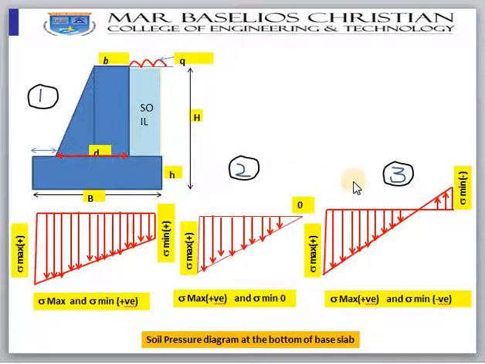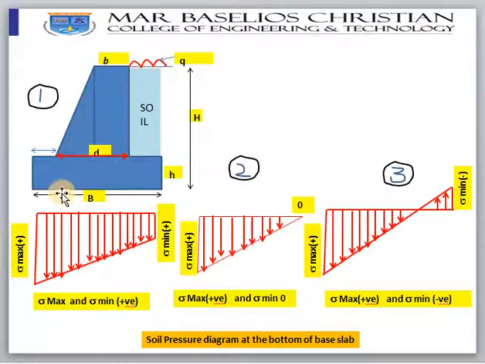See the three figures here, because when a retaining wall is subjected to a load, three cases can come. These figures are the soil pressure diagrams at the bottom of the base slab. Because this retaining wall is sitting on the soil, the soil will have some pressure because of the load. These pressure diagrams indicate the soil pressure. Three chances are there. Let us take it case by case.